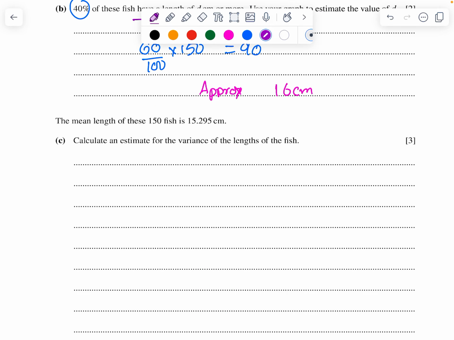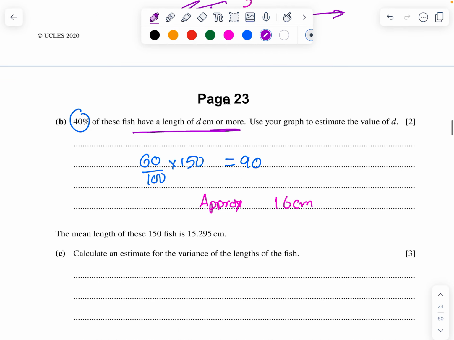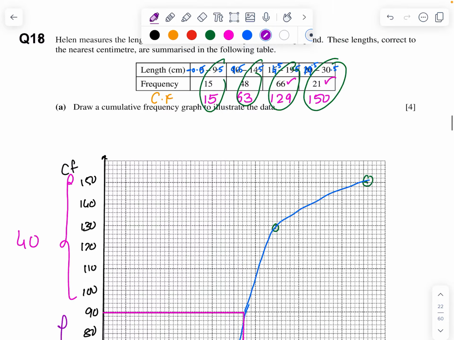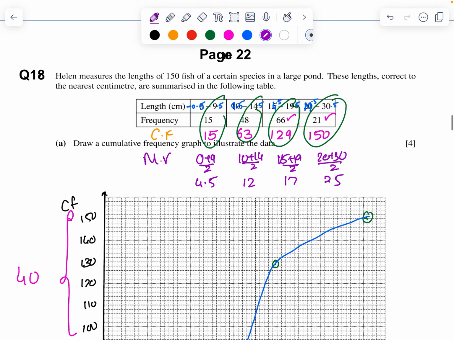Then the mean length. For that we have found it is 15.295. Calculate the estimated variance. So what am I going to do? First I have to find the midpoints, mid values. 0 plus 9 divided by 2, which is 4.5. Then 10 plus 14 divided by 2, which is 12. And it is 15 plus 19 divided by 2, which is 17. And finally 20 plus 30 divided by 2, which is 25. So I got the mid values.